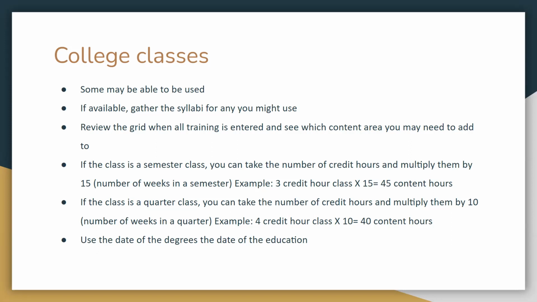You can then look at your college classes and see if you have something there that you can add to it. If that class was a semester class, you take the number of credit hours and multiply them by 15, because that's the number of hours a week in a semester. So a 3 credit hour class times 15 is 45 content hours. If it's a quarter class, that's typically 10 weeks. So if it's like a 4 credit hour class times 10 is 40 content hours. So you can see those can add up really quickly. For the degree, for the date that you'll put on the grid, you're going to use the date of the degree.